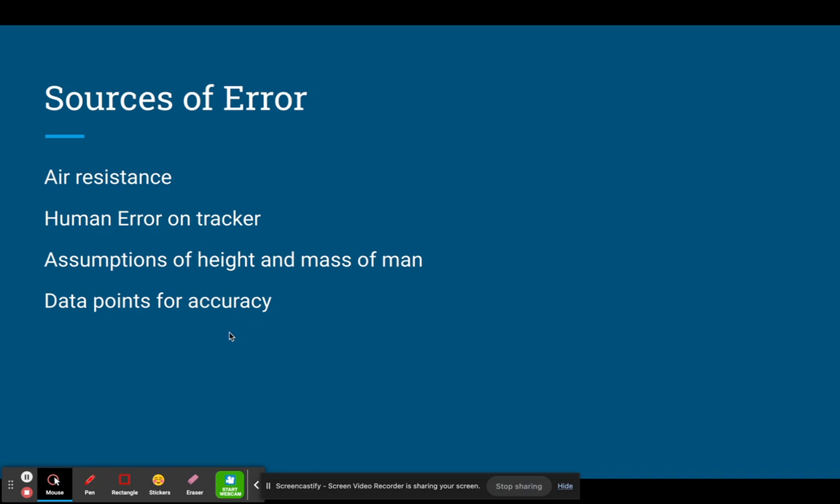Some sources of error are air resistance, human error on Tracker, assumptions of the height and mass of the man, and also the data points for accuracy. These errors can also affect our data and possibly affect the results of the data.